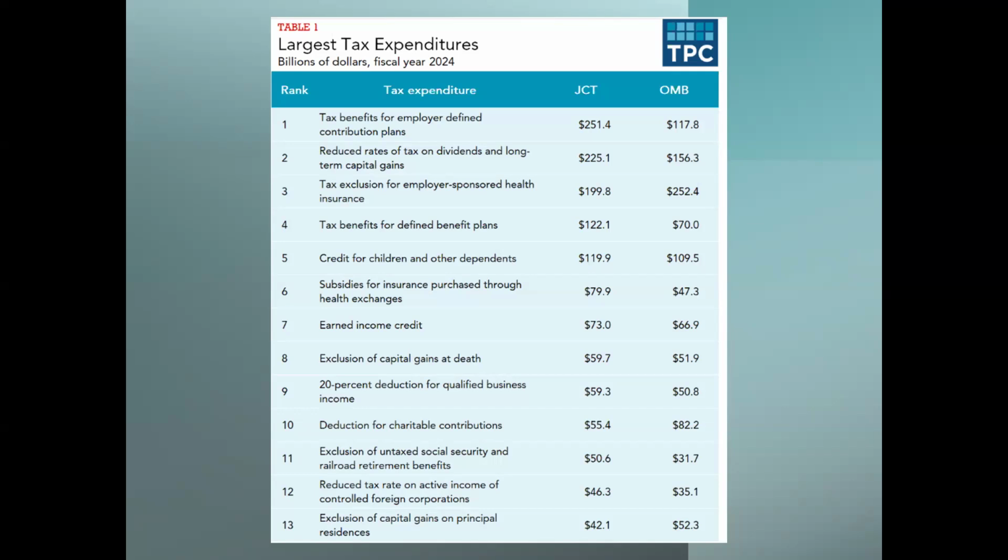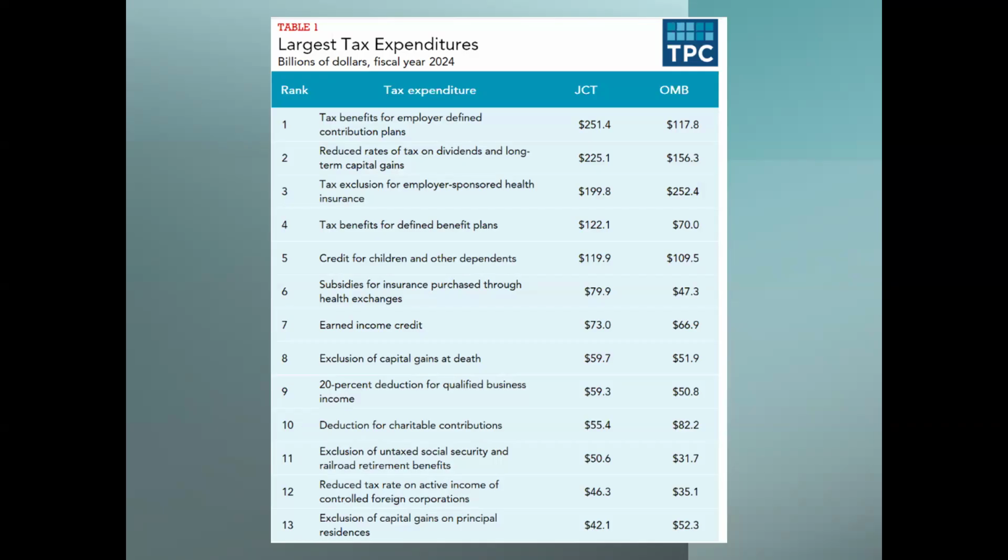The biggest tax expenditures that we have are essentially for the benefits that we receive from our employer, which are not taxed. So we have tax benefits for our employer defined contribution plans. So if you have a 403(b) or a 401(k), and we put money into that, you do not get taxed on what your employer puts into that for you. And you are not taxed on that until you take the money out later in life. So that is a huge tax expenditure, encouraging people to save for retirement.